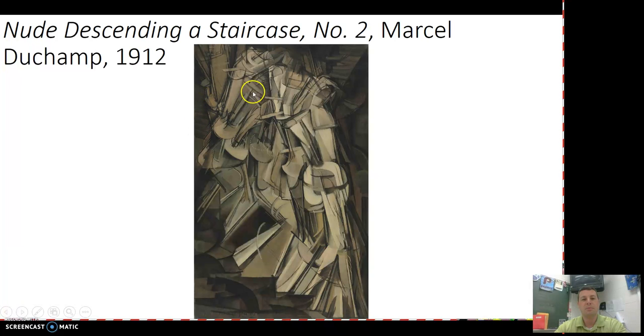You can see, again, more stairs in the background here, but you can see as this quote-unquote person is moving down the staircase, it is not a traditional form. It is not a traditional subject that is often painted. And so we see Marcel Duchamp is doing something different than has ever been done before.